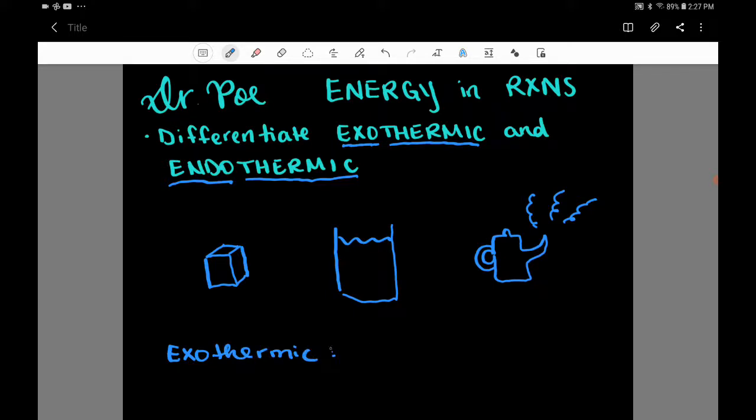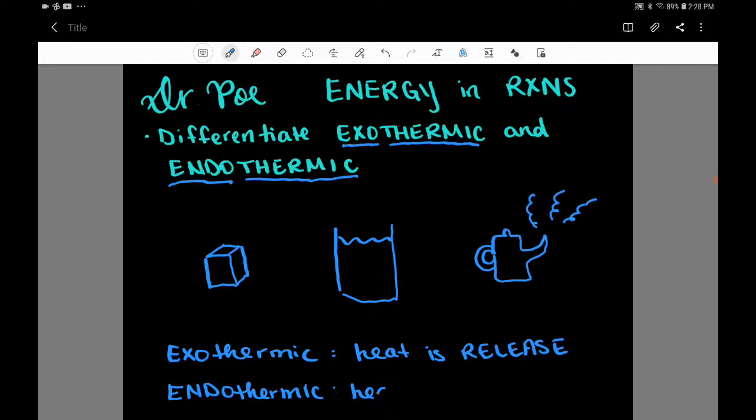In an exothermic reaction, heat is released. So it is leaving the system, it is going elsewhere. So that's why exo is like outside. So this energy is going outside. In an endothermic reaction, heat is brought in. So that's where we get this endo. The endo means inside, the heat is being brought into the system.